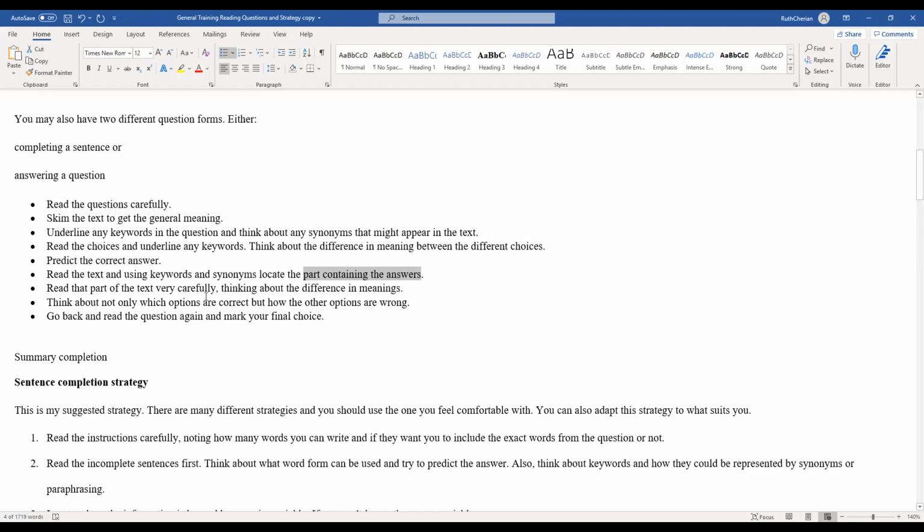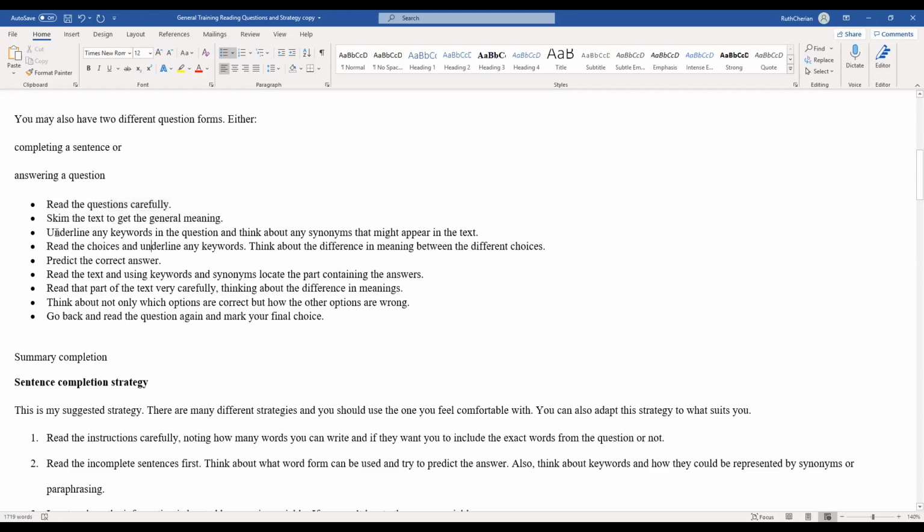Then read that part of the text very carefully because you've already skimmed. This is easy for you if you do the skimming. Okay, so we'll go through the strategies once again. First, read the question statement carefully. Go back to the text and skim through the entire text. While you're skimming through the text, you'll be able to locate your answer. Okay, so this should not take you more than a minute.